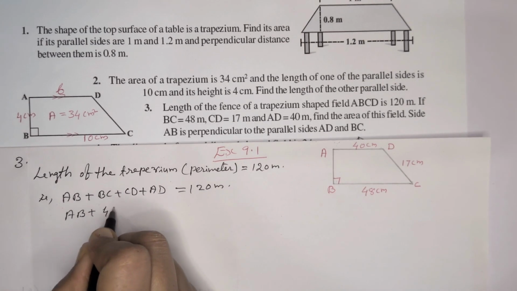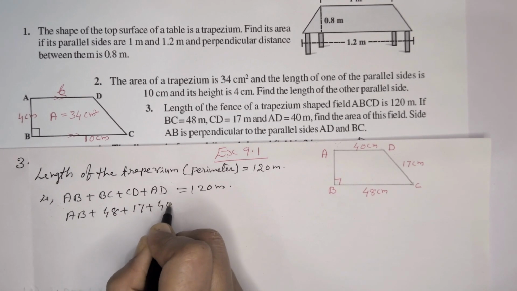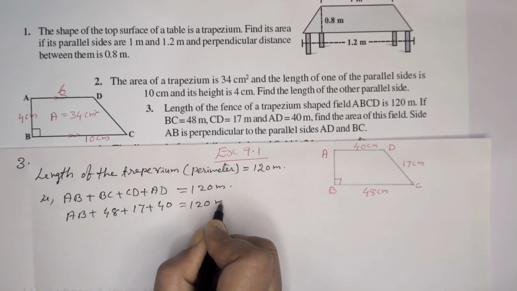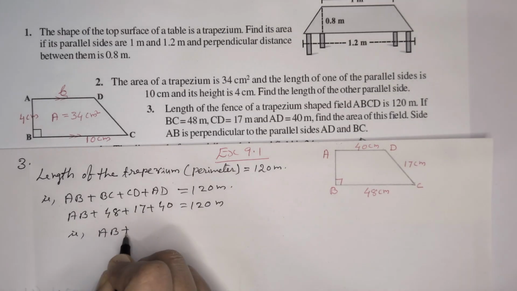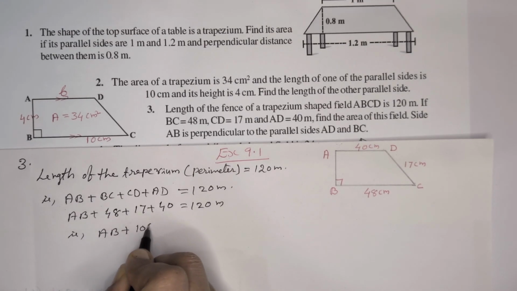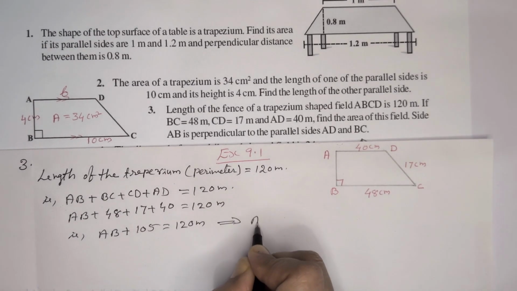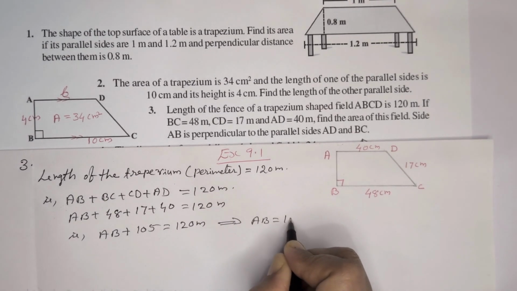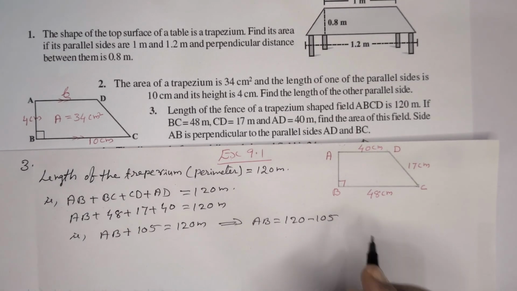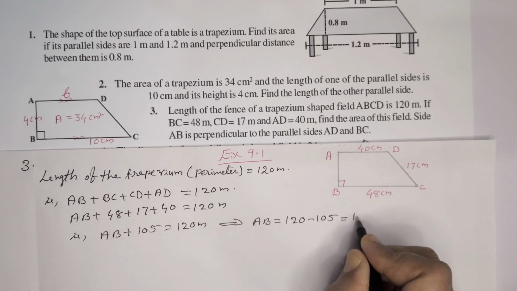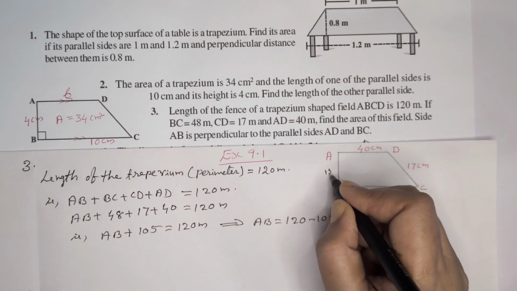BC 48, CD 17, AD 40 is equal to 120 meter. That is AB plus 105 is equal to 120 meter, which implies AB is equal to 120 minus 105. Move this 105 to the other side, which is equal to 15 meter. Now we got this AB as 15 meter.